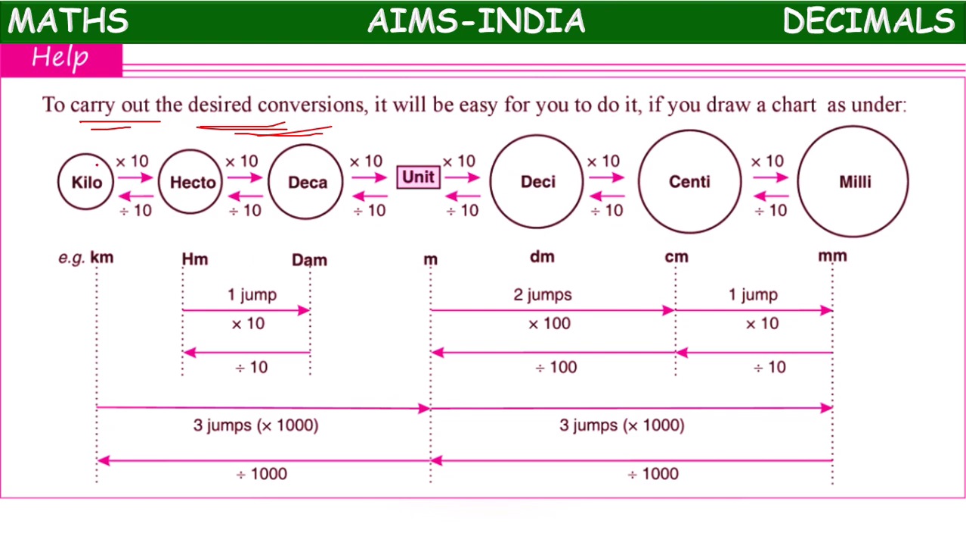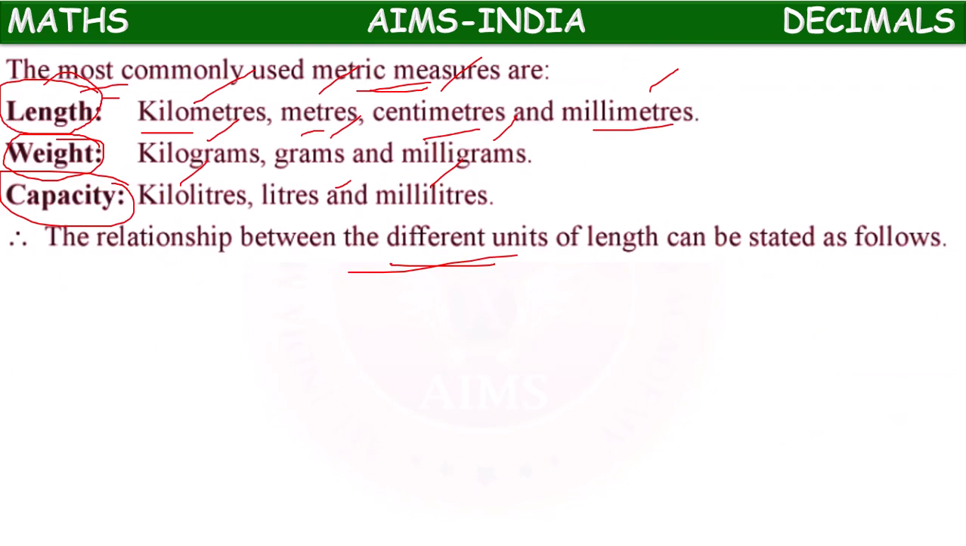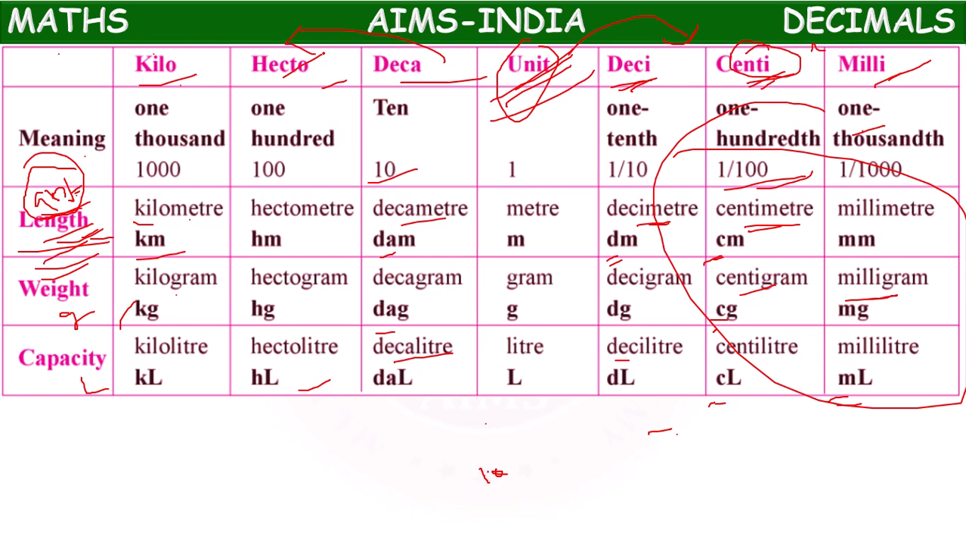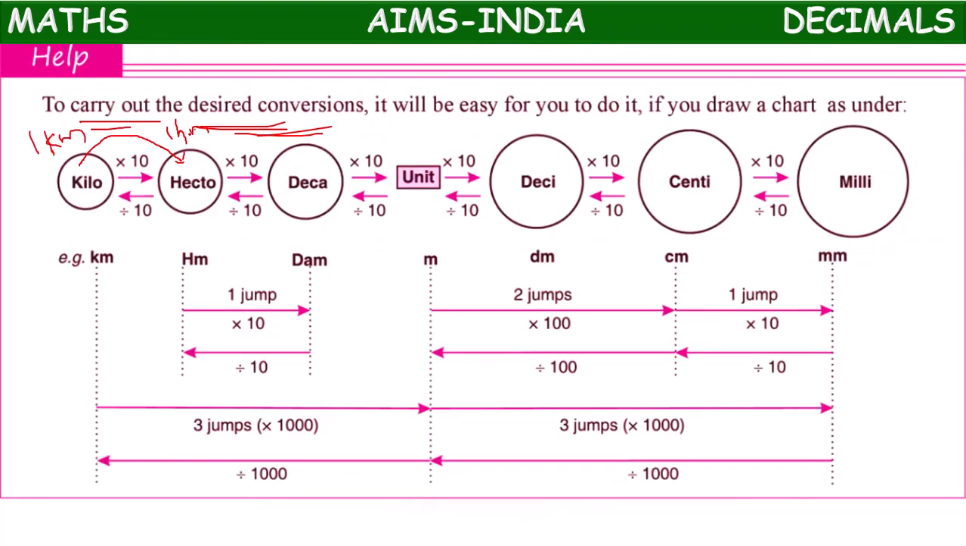Suppose 1 kilometer is there, and you want to turn it into hectometer. Kilo, after that, what? Hectometer. If you want to convert it into hectometer, what you have to do? This 1 you have to multiply with 10, and in the place of kilo, you can keep hecto. So directly 10 hectometers.